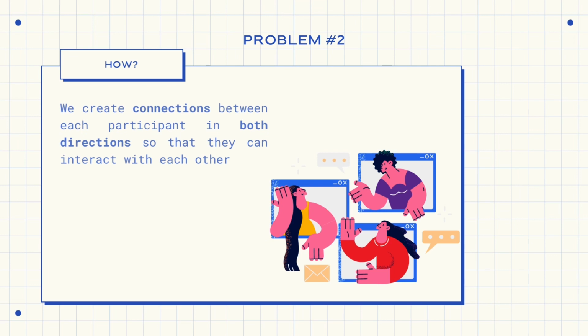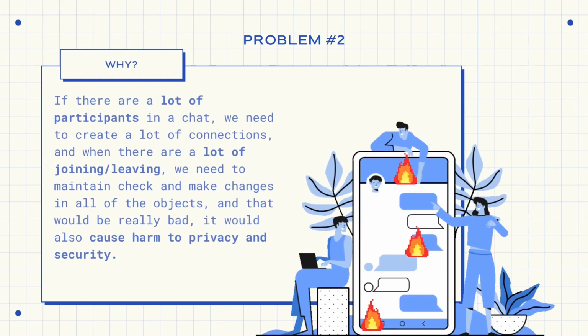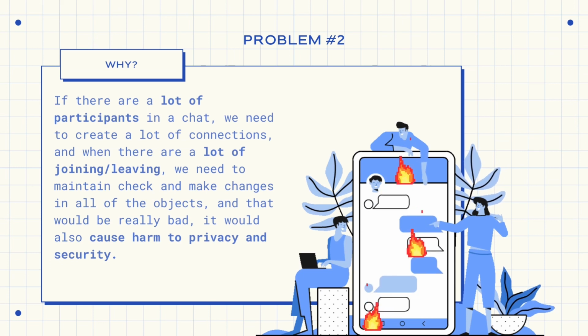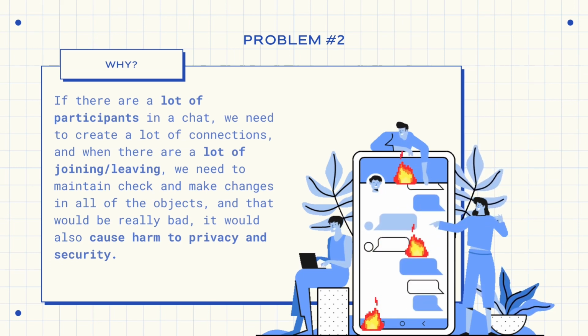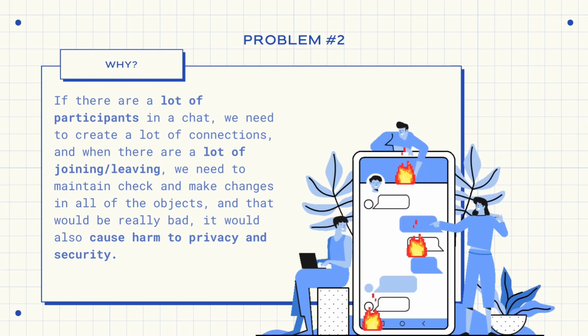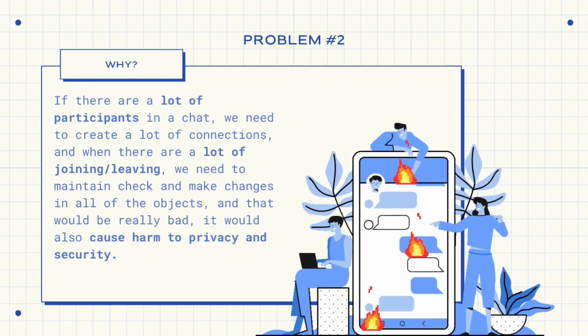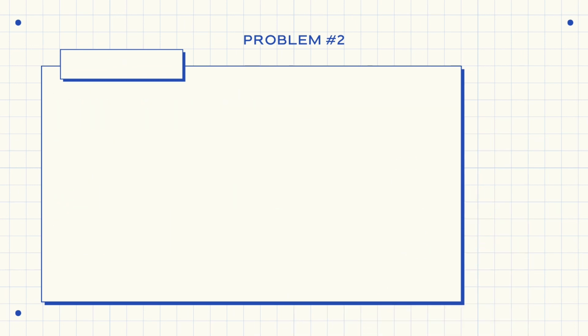A naive solution is creating a connection between each participant. But the problem with this solution is we will have to maintain a lot of connections. The more participants there are in a chat, the more work we will have to do. This could cause harm to privacy and security.